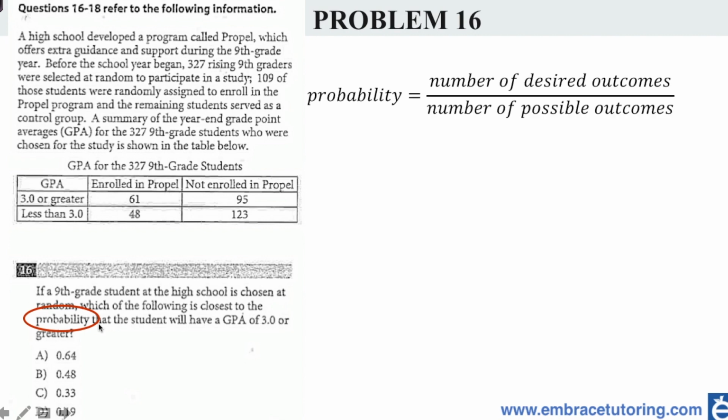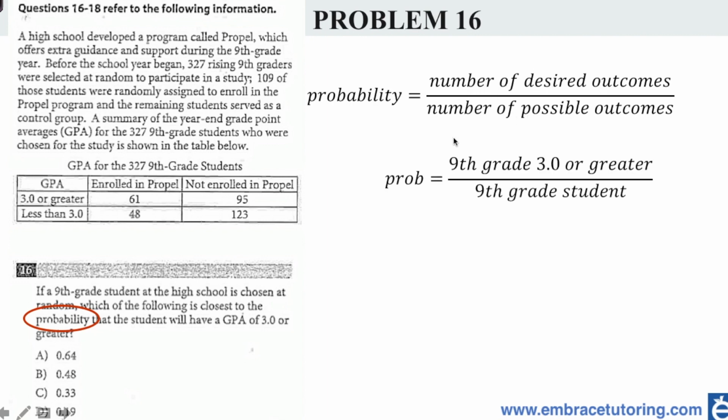Now, when referring to probability, always remember that probability equals the number of desired outcomes over the number of possible outcomes. And when doing this problem, our desired outcomes are 9th grade students with a 3.0 GPA or greater, and the number of overall possible outcomes is going to be the total amount of 9th grade students, right? If the entire 9th grade class is chosen at random, what is the probability that one of those 9th grade students will have a 3.0 GPA or greater?